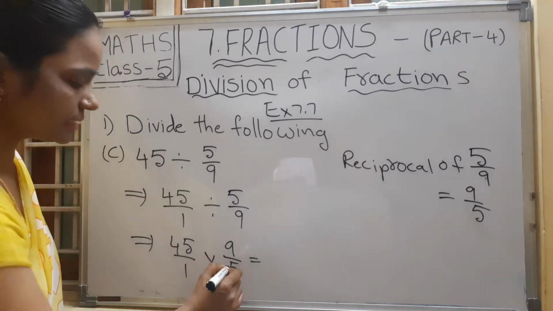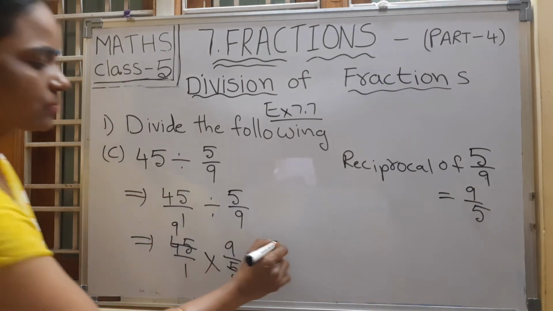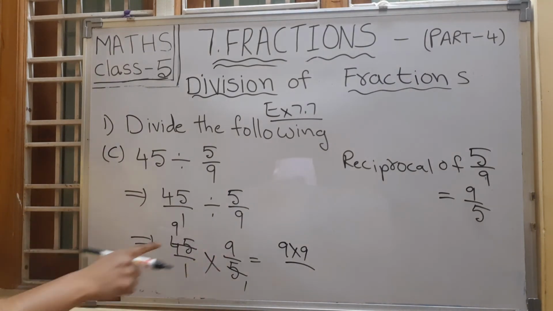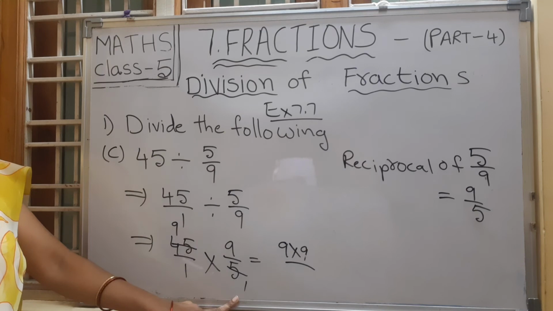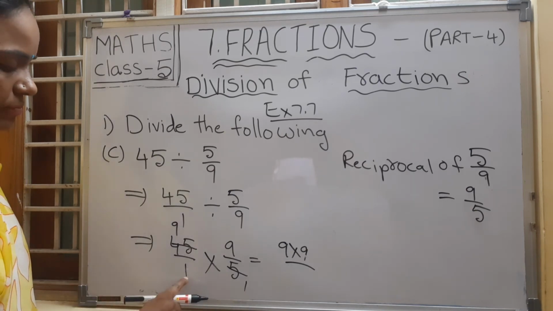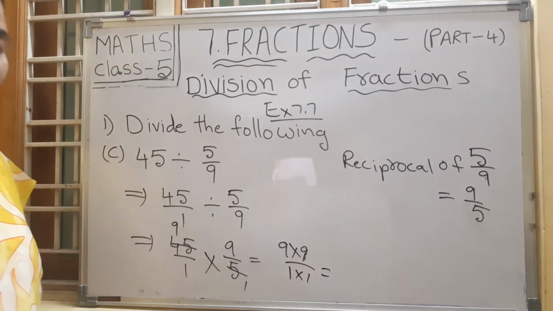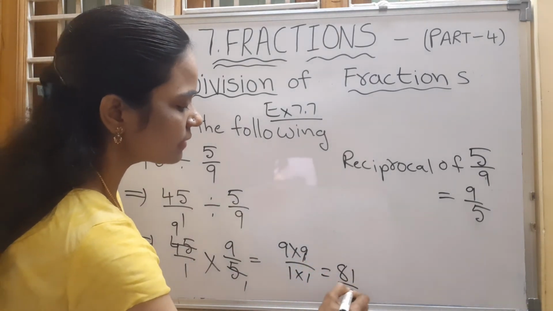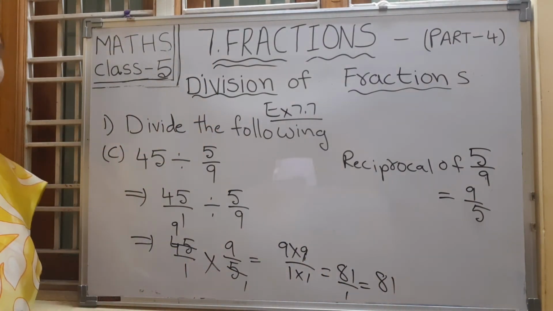Cancellation I am taking here. 5 ones are 5. 5 nines are 45. So 9 into 9. Numerator part is, here 9 is there, here 9 is there. So 9 into 9. What is the denominator part? 1 into 1. So 9 nines are how much? 9 nines are 81 by 1. Means 81 is the answer. Note it down children.